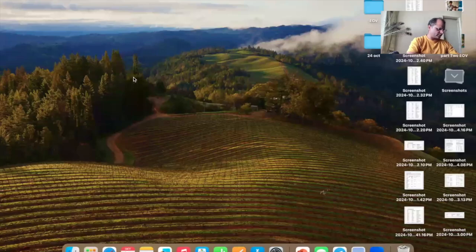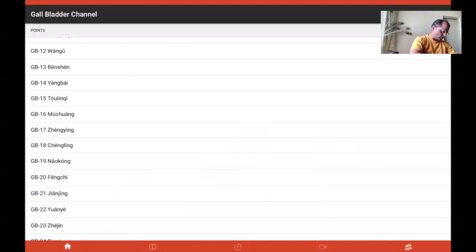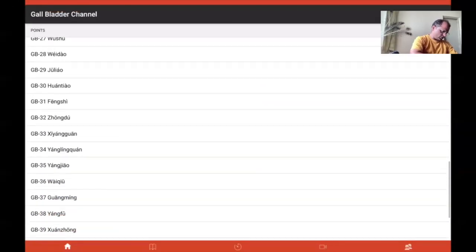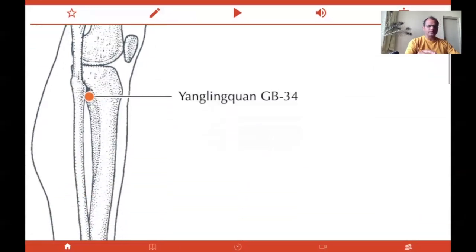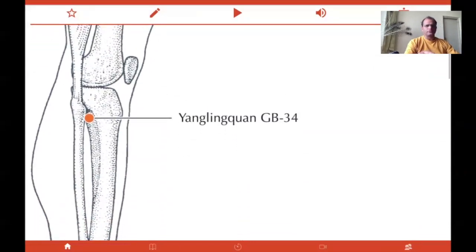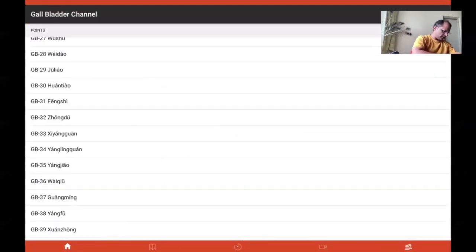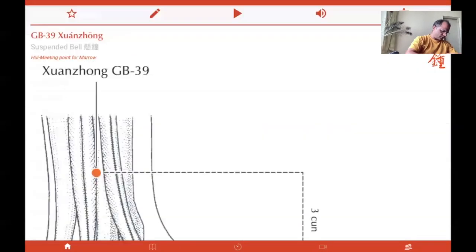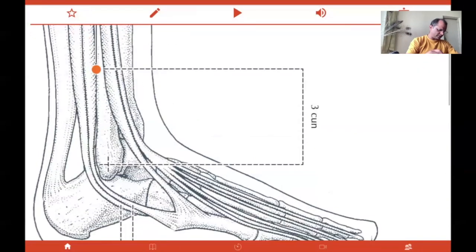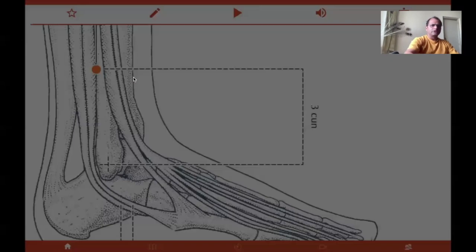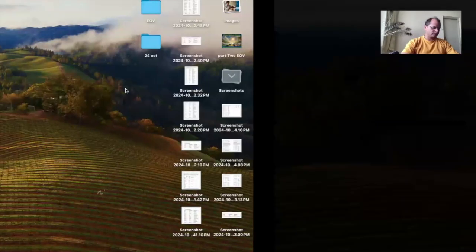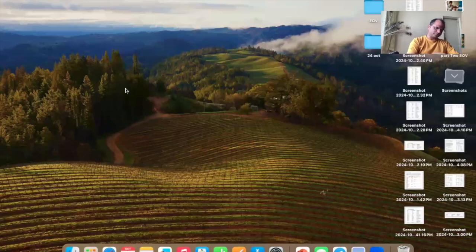Then the two very effective points, without which the protocol is always incomplete. दो बहुत ही effective point. इसके बिना आपका प्रोटोकॉल अधूरा है. और ये दो पॉइंट लगाने मात्र से भी आपका पेशेंट ठीक हो सकता है. वन इज द गॉलब्लैडर 34 in the leg and one is gallbladder 39. These 2 points, gallbladder 39 and 34. 39 is 3 inches above the ankle joint. इन दो पॉइंट्स के बिना आपका ट्रीटमेंट अधूरा है. इसके बिना तो ट्रीटमेंट करने की सोचना भी मत. पेशेंट का रिजल्ट्स इतना अच्छा नहीं होगा.